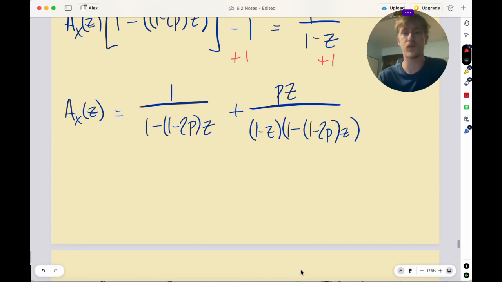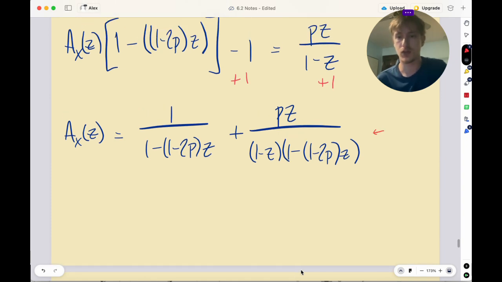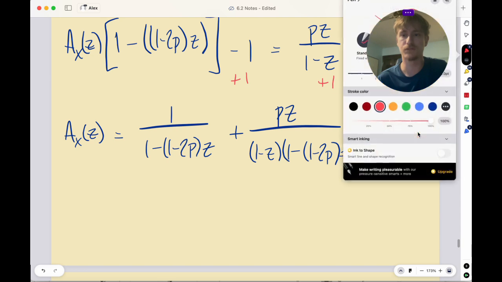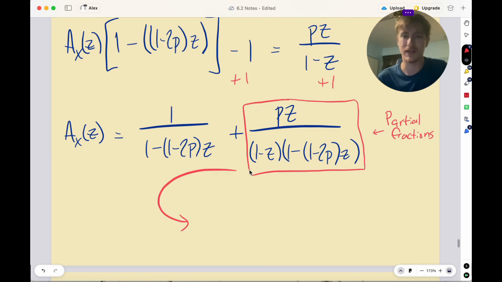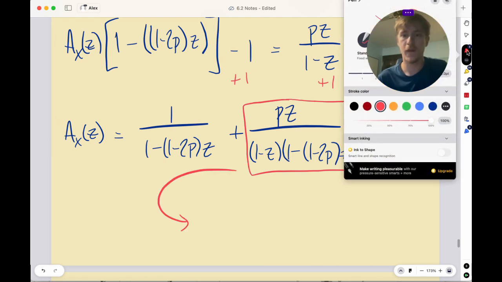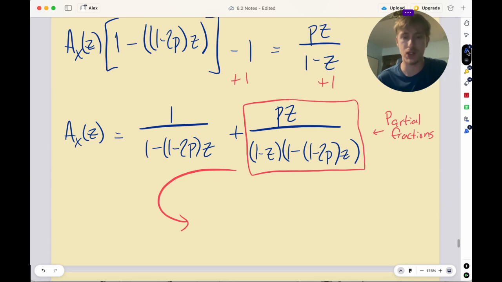Okay, so I'm going to use partial fractions. I'm just going to make a note: partial fractions. Let's do that and see what happens. So maybe I should box that off, and we'll do it to the side here. First thing I'm going to do, I want to break this up into some term divided by 1 minus z plus some term divided by 1 minus 2pz.